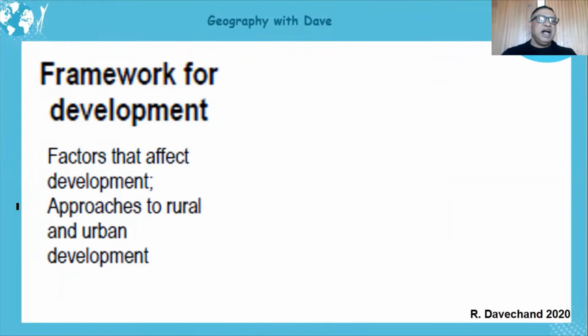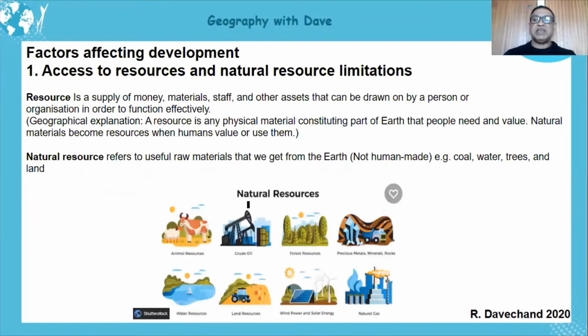I've taken this directly from the curriculum. You can see I'm not even messing around. So it is exactly that, which is why it's a bit hazy, as I would call it. We talk about the framework for development, and here we're going to focus on factors that affect development and approaches to rural and urban development. We're going to look at those two aspects. So let's get going with this.